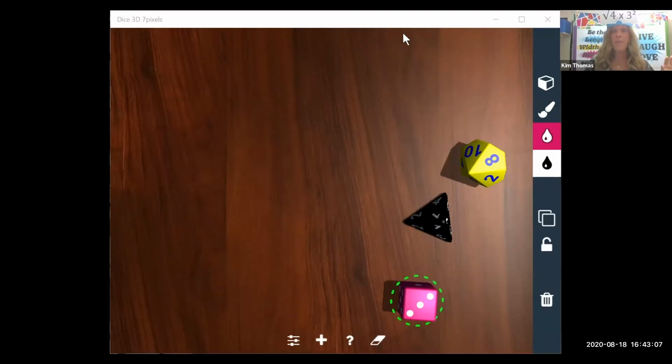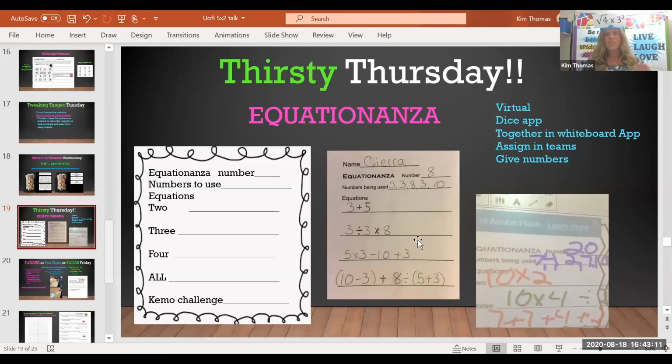And then what the kids do for Thirsty Thursday on EQUATIONANZA is first they have to use 2 of the numbers, then 3 of the numbers re-rolled, then 4, and then all of them to equal the date. And the last thing is the Chemo Challenge. Last year I had a student go, Mrs. Thomas, you think we could use the numbers in the order they were rolled? Holy math facts, we're gonna try now. His name was Chemo, so I have called that the Chemo Challenge.